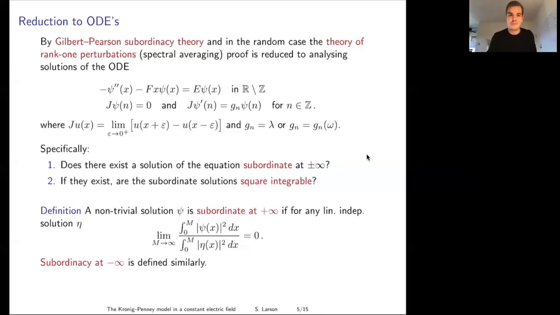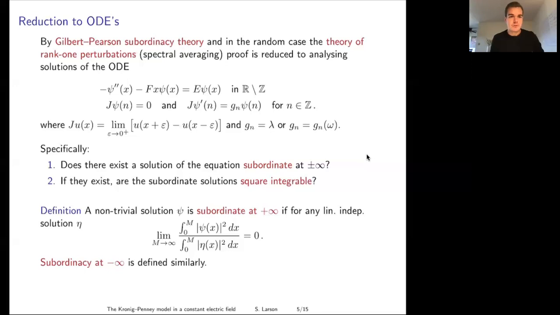That's standard. The power of the Gilbert-Pearson subordinacy theory is really in giving a fairly precise characterization of the singular continuous spectrum, which is usually difficult to get your hands on. Singular continuous measures are not as nice as one might hope.